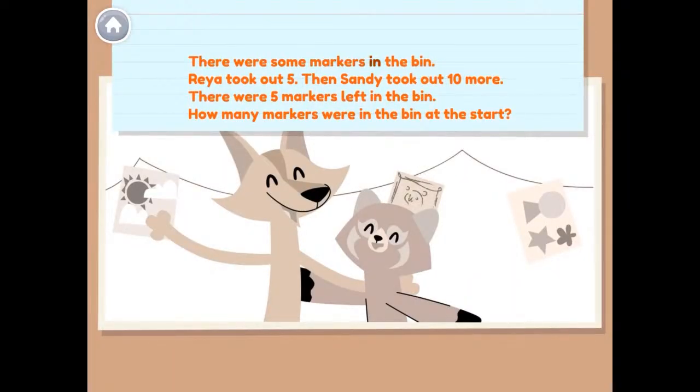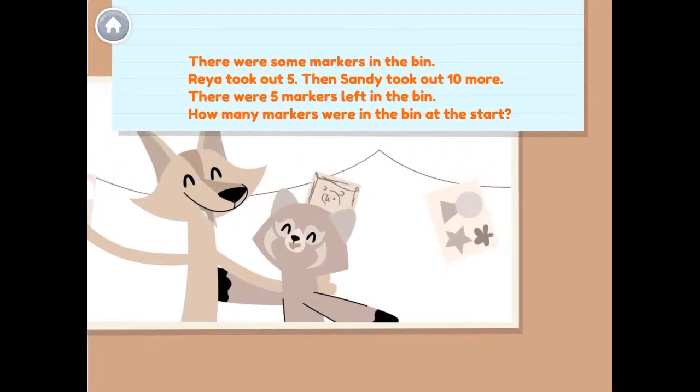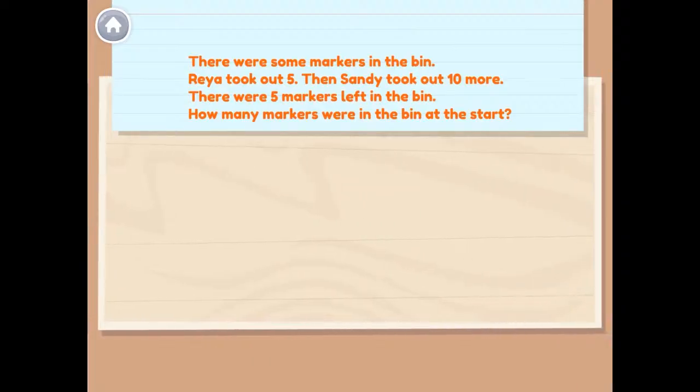There were some markers in the bin. Rhea took out 5, then Sandy took out 10 more. There were 5 markers left in the bin. How many markers were in the bin at the start? First, let's write out an equation and imagine what is happening.